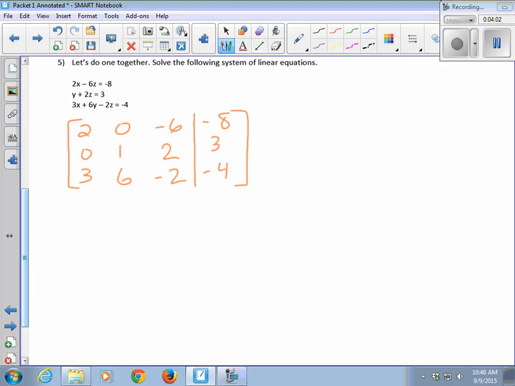First we're just going to do exactly what we did last class. We're trying to get this into triangular form. I'm going to work column by column, left to right. Sure, we can do that. Swap row 1 with row 3. Okay, so we get 3, 6, -2, -4, 0, 1, 2, 3, and 2, 0, -6, -8.